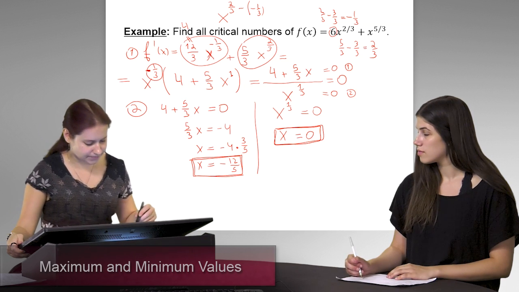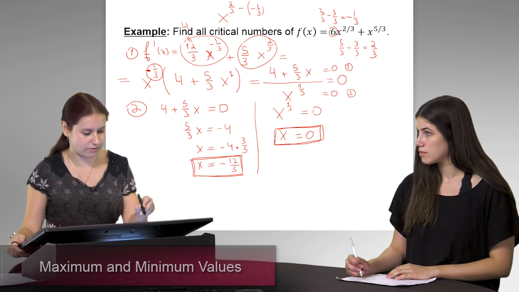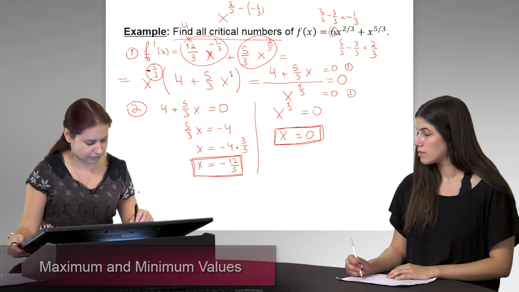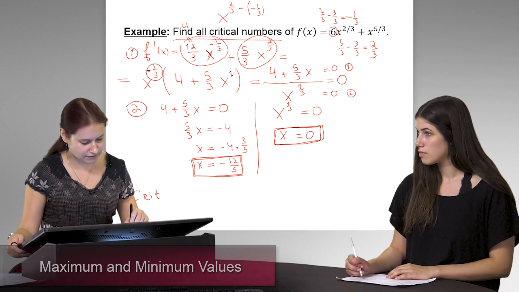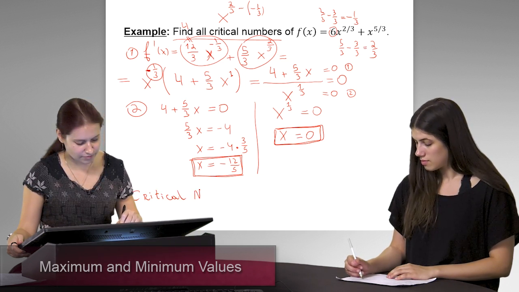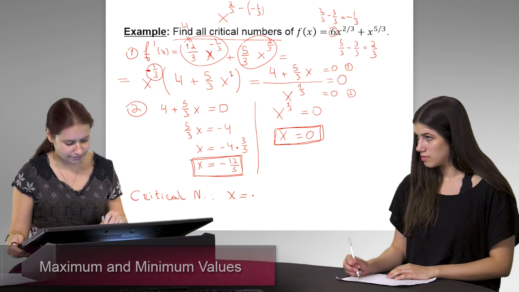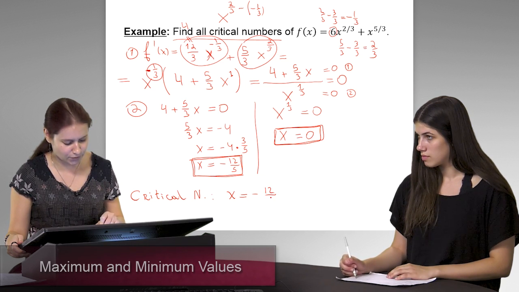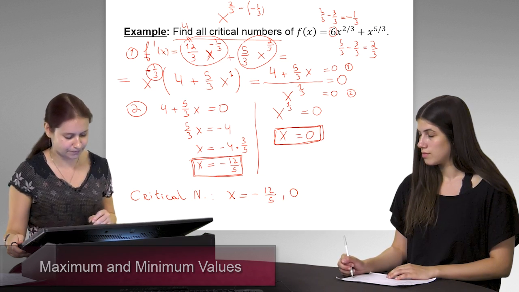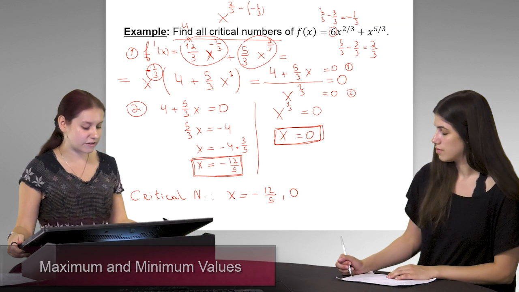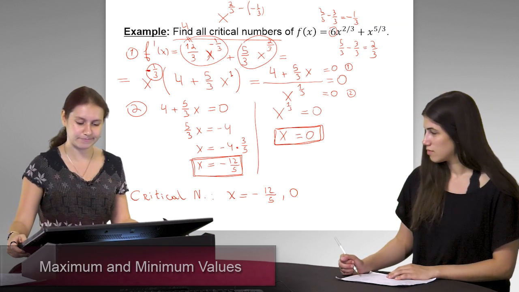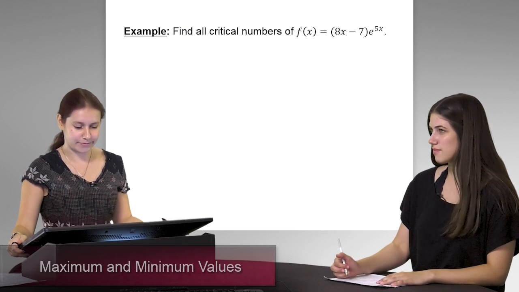And now we just list them. Critical numbers. Remember, we want to find all the critical numbers. Critical numbers are x equals -12/5 and 0. Two different situations, but that's what we call critical numbers. Let's do one more example.